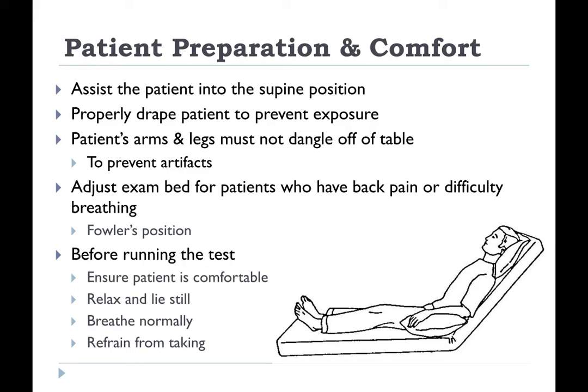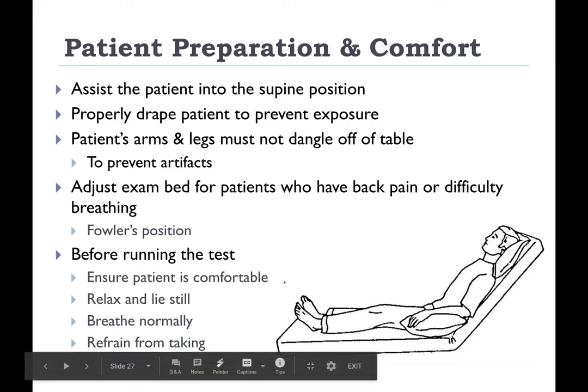Patients who have back pain or difficulty breathing laying down flat can be placed in the Fowler's position. That is this one right here, which is with the back of the table up and the patient's back at a 45-degree angle.